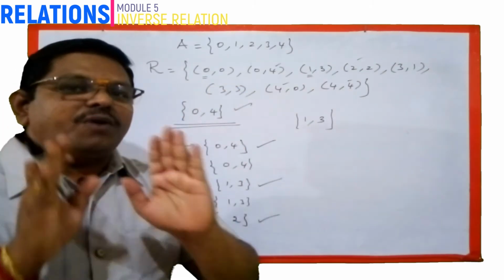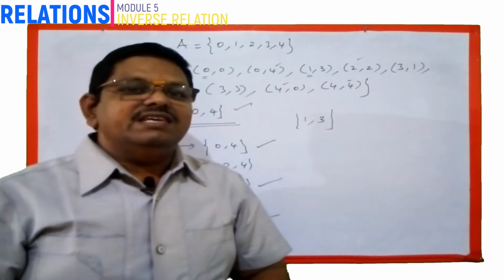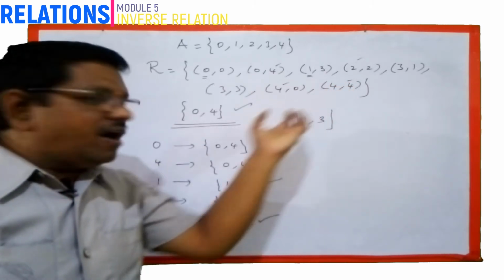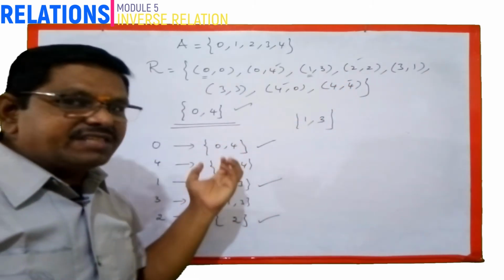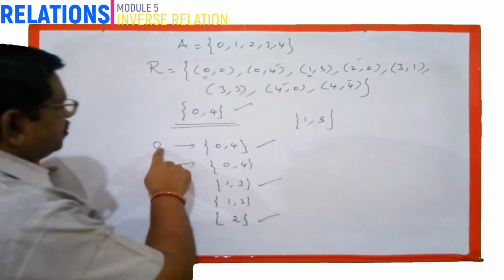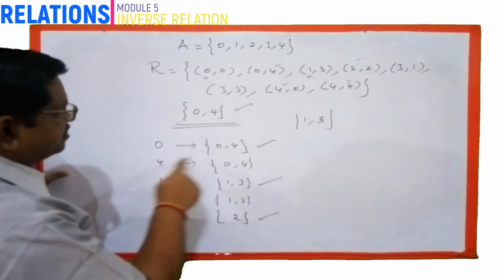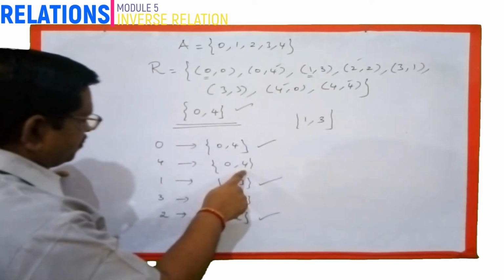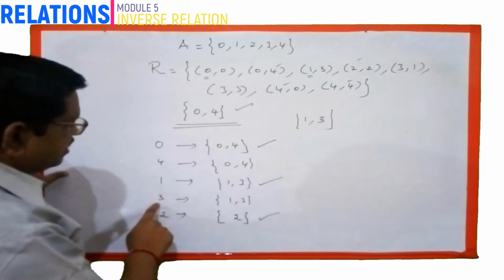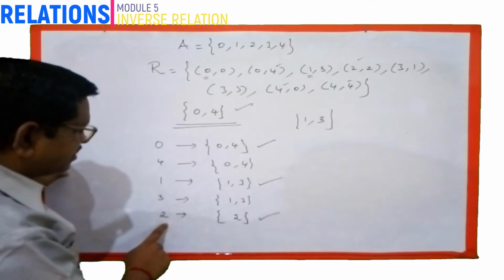I think you have understood the concept clearly. Now what is equivalence class? Equivalence class is the subset of the equivalence relation, where all the elements are having the relationship with each other or one another. Here 0 has relationship with 0, 0 has relationship with 4. Here 4 is having the relationship with 0, 4 is having relationship with 4. 1 is having relationship with 1, 1 is having relationship with 3. Here 3 is having relationship with 1 and 3 is having relationship with 3. Similarly, 2 has the relationship with 2.